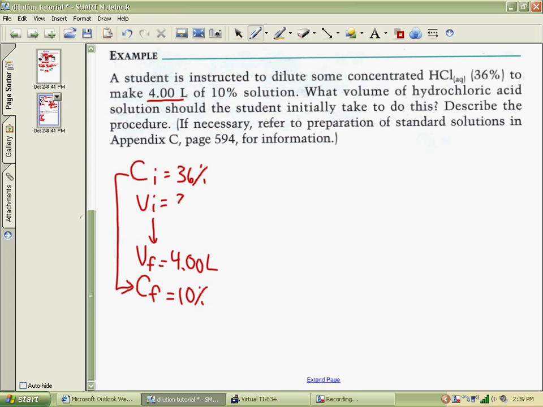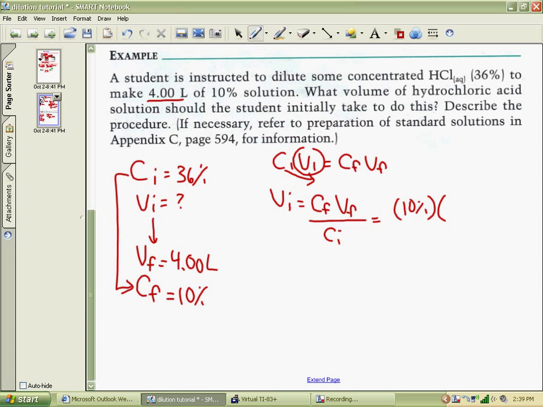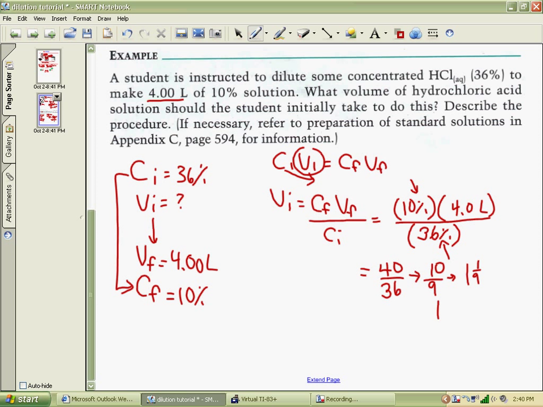Starting with the same, CI-VI equals CF-VF. Trying to solve for VI, the CI goes down. So it's CF-VF divided by CI. So we take our CF, which is 10%, times the final volume of 4 liters, and divide by 36%. Well, what's nice here is we don't have to get hung up on the units. As long as they're the same, the percent weight to volume is going to cancel out. So you've got 40 over 36 liters. Well, that's 10 over 9, reducing the fraction, which is 1 and 1/9. Your calculator will tell you that's 1 with a whole bunch of 1s. So 1.1 liters would be the answer that you could write, depending on where you want to round that off.